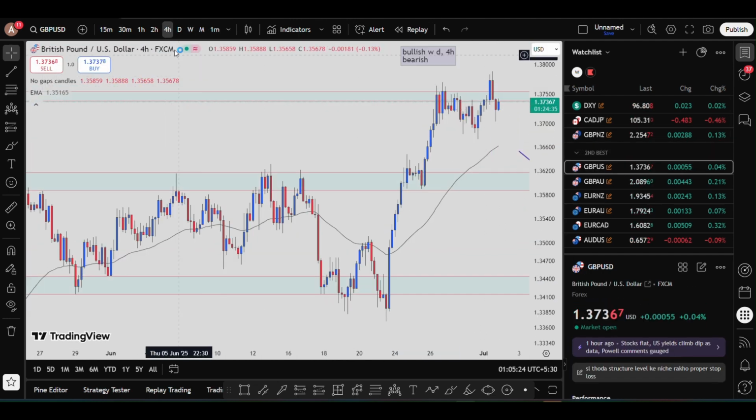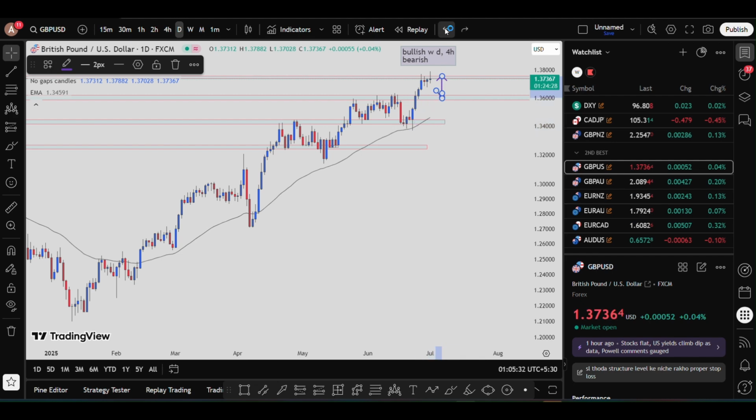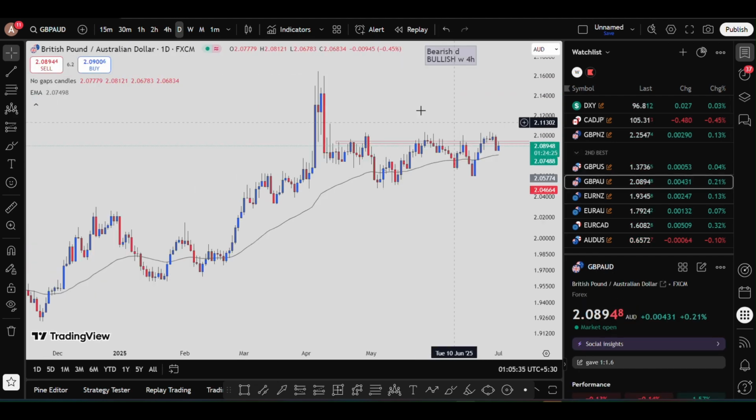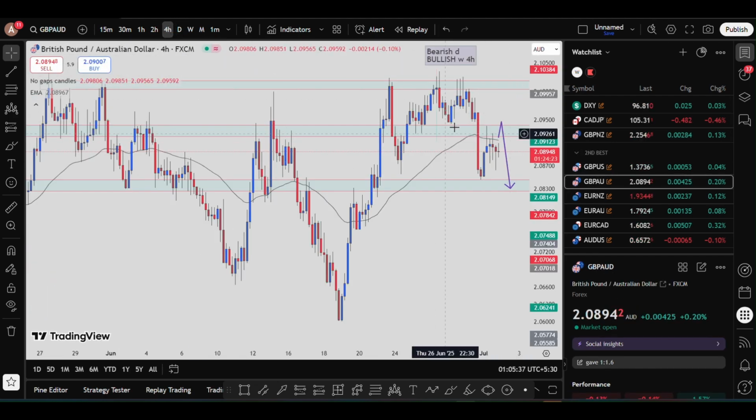Then you have the GBP USD. We are waiting for it to come to our zone. Maybe it is a good setup for the next week, like that. You can see. In the GBP AUD, what we can see is that we are planning for a sell side trade right over here.